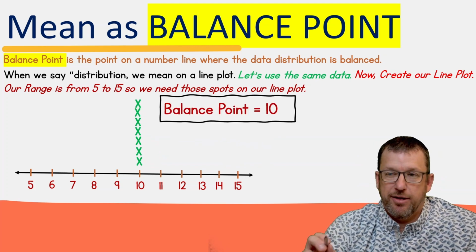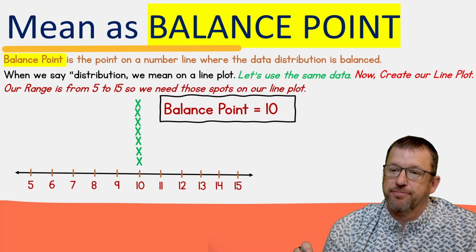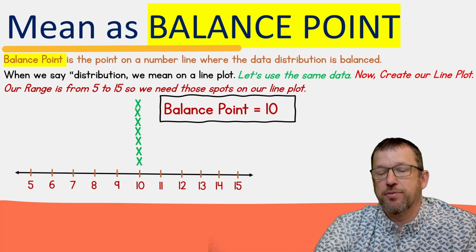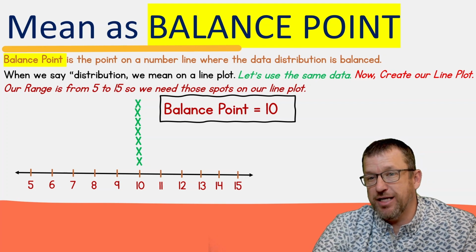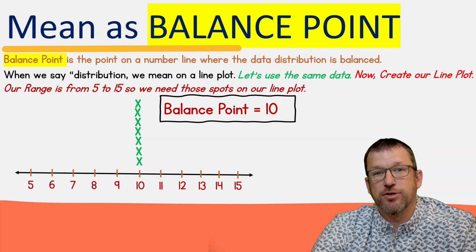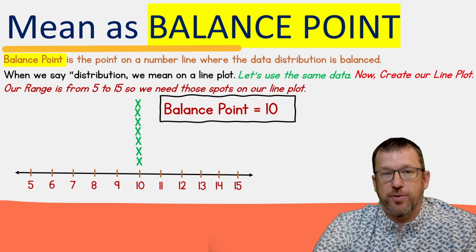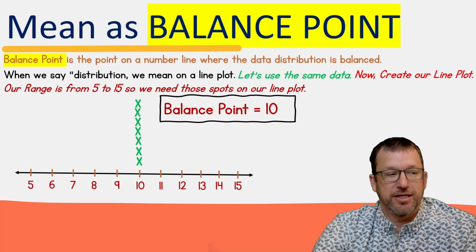Now remember, if we added up all those numbers that were on these data points, it would have equaled 70. And when we divide by the number of values we had, which was 7, 70 divided by 7 equals 10. That is the balance point. Okay, mean and balance point mean the same thing.